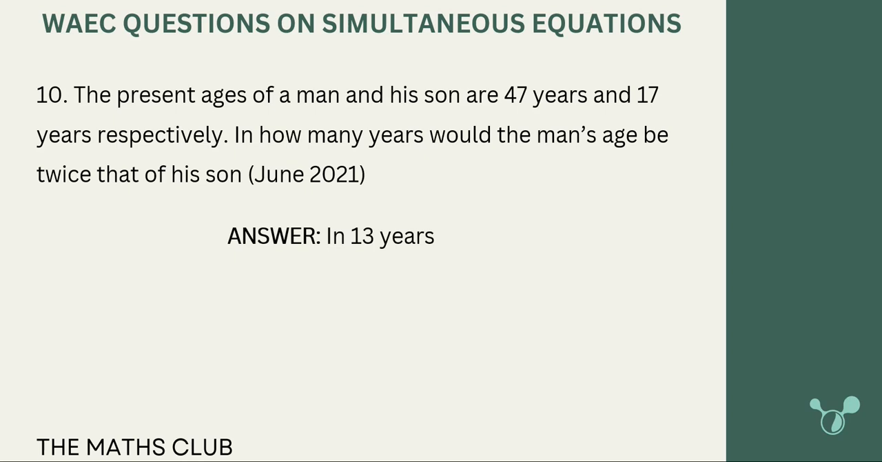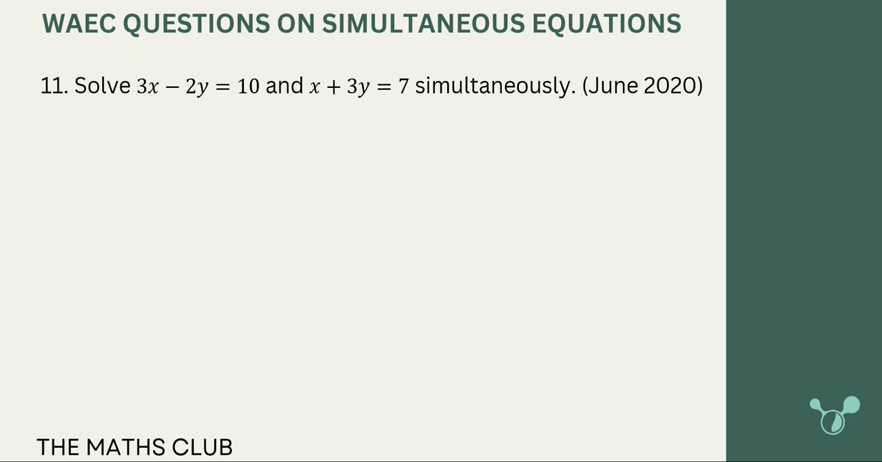Great, in 13 years. Question 11 says that we should solve 3x minus 2y is equal to 10 and x plus 3y is equal to 7 simultaneously. That means basically we should find what x and y are. I want you to pause the video and try this out yourself.